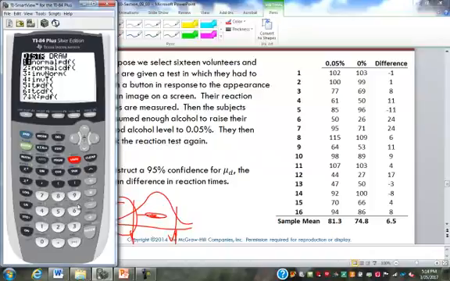You can see I am doing that T interval more often than I should. In fact, I was using the Z distribution instead of the T distribution. It is really easy to make that mistake. So let's go back and use the T distribution.